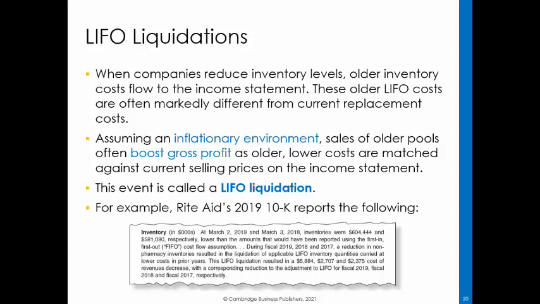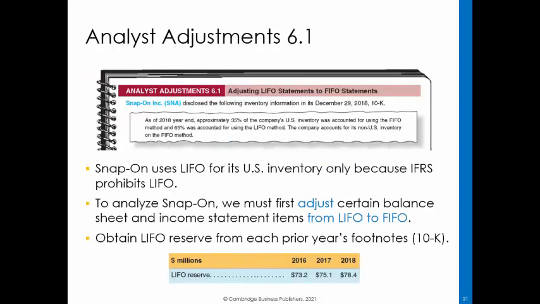is called LIFO liquidation. The effect of LIFO liquidation is discussed in the footnote for Rite Aid's 10-K for the fiscal year ended March 2, 2019. Snap-on Tools only uses LIFO for its U.S. inventory because IFRS does not allow it.